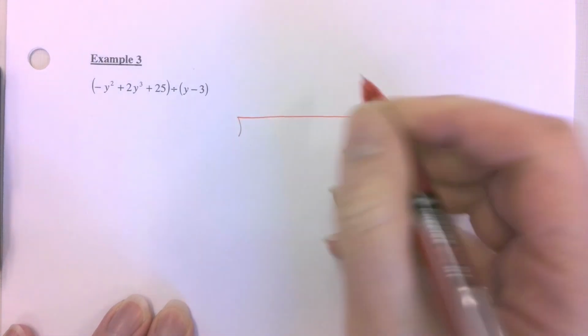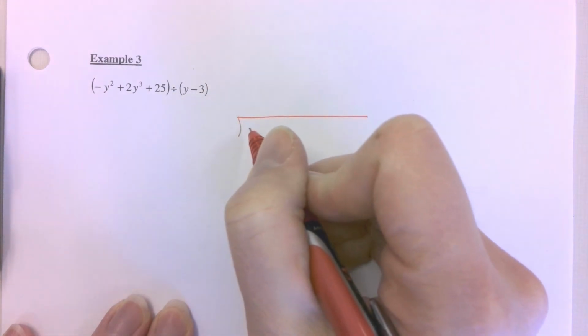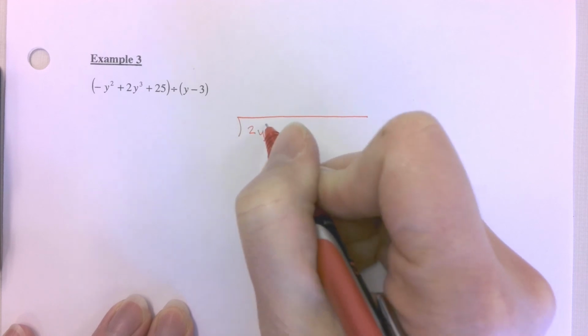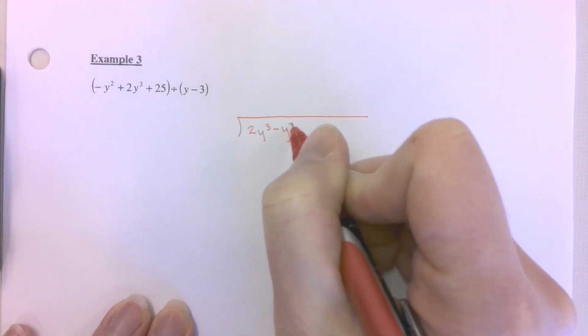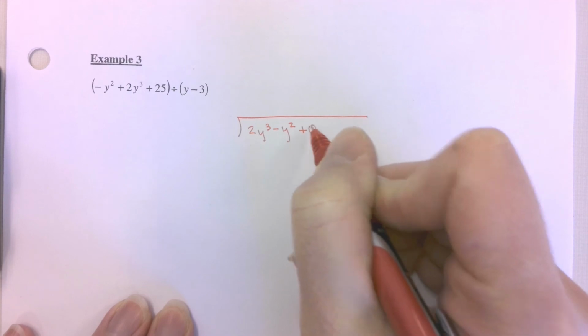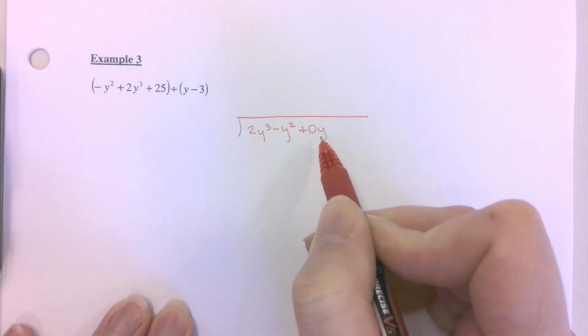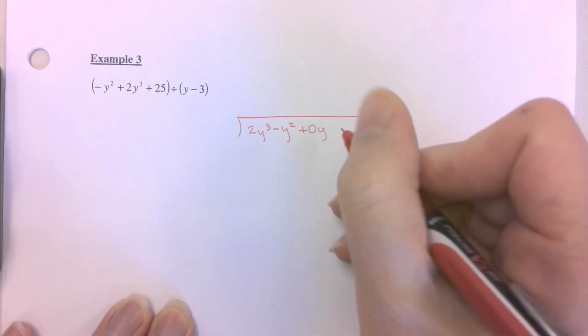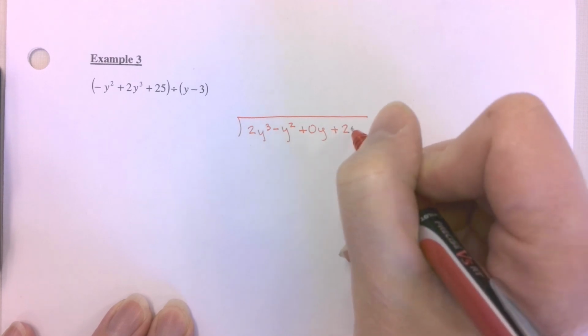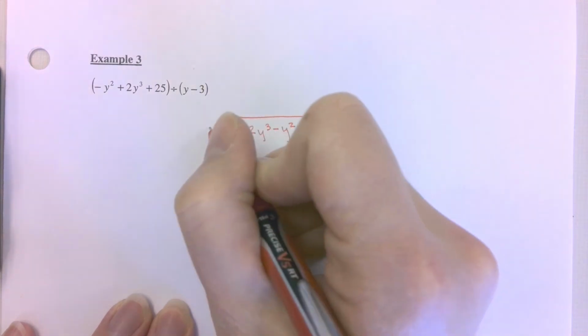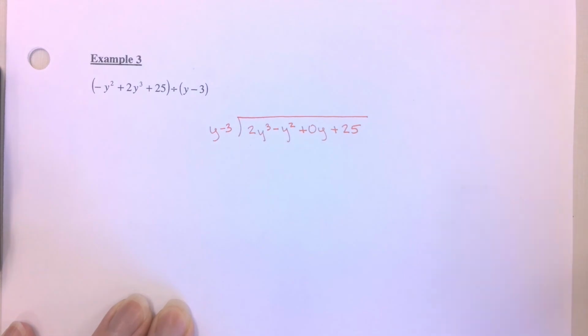So I'm going to start out by putting my dividend underneath my division symbol. So I have a positive 2y to the third, a negative y squared. I need a placeholder for 0y. Make sure you have a 0 because if you put a y that means you have 1. And then we have our constant of 25. Next thing I'm going to do is put my divisor out here, and then we'll start dividing.